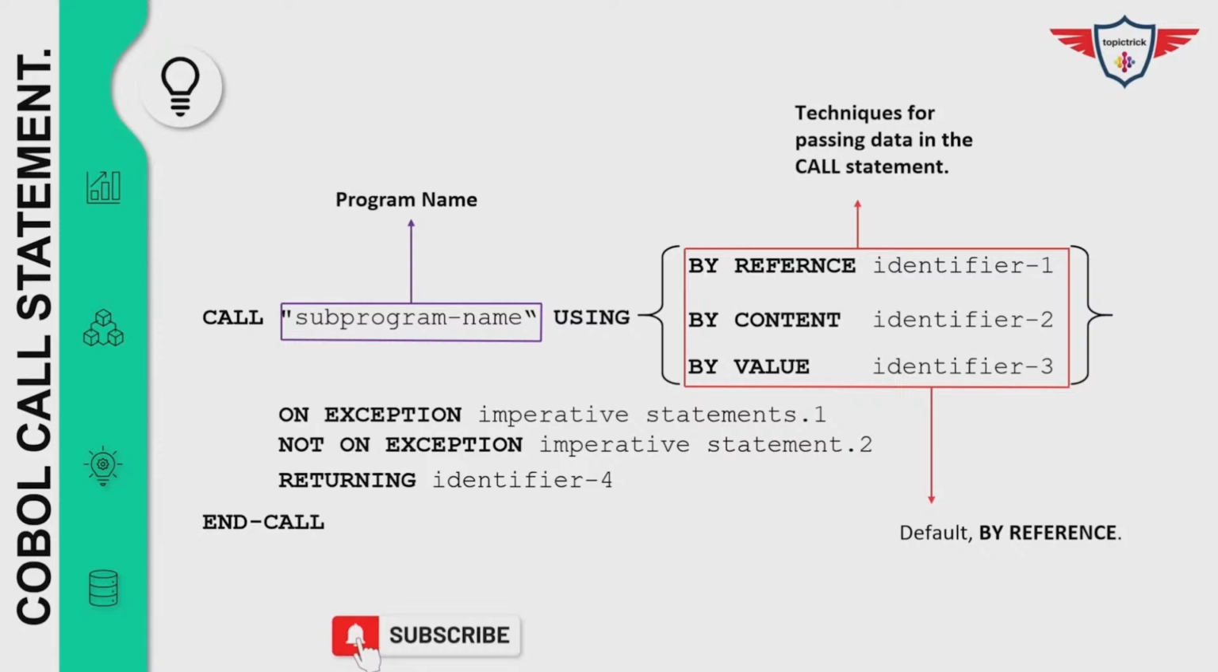The next set of parameters are ON EXCEPTION, NOT ON EXCEPTION, and RETURNING. So these parameters are generally used to execute a set of statements that you want to execute in case any specific condition happens. For example, you're calling a program and the call fails for any reason. So the set of statements you specify under ON EXCEPTION will be executed. Now let's discuss these three parameters one by one.